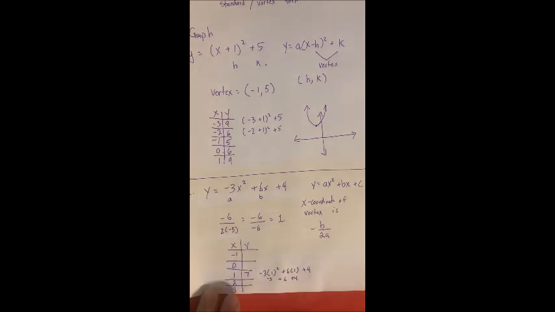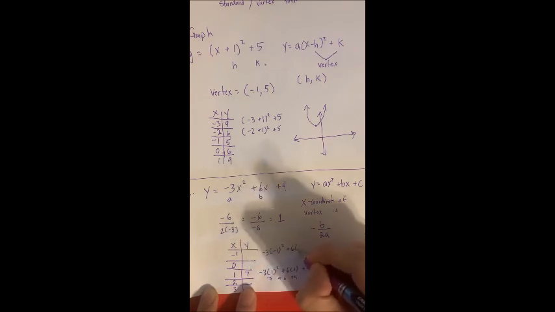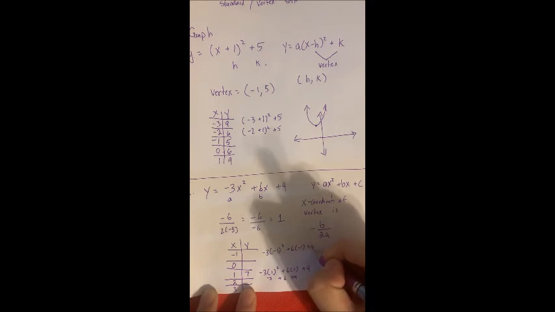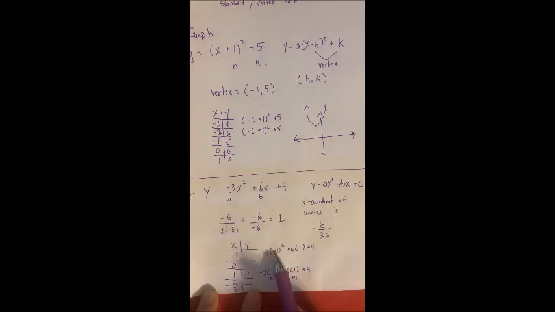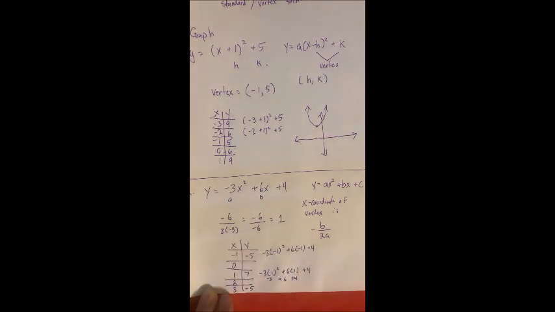And we're going to have to do the same for these 2 values. And then these 2 below it should mirror these 2 numbers here. So negative 3 times negative 1 squared plus 6 times negative 1 plus 4. So negative 1 squared, that's 1. 1 times negative 3, that's negative 3. Negative 3 minus 6 here, that's negative 9. Negative 9 plus 4 is negative 5. So that's negative 5 right there. This should be negative 5 as well.